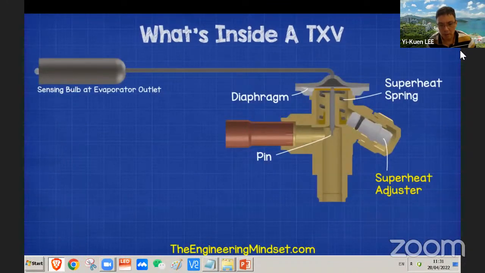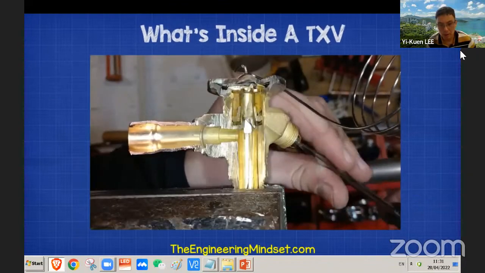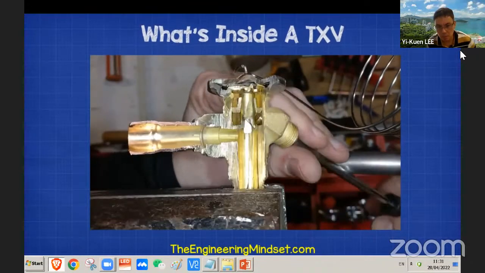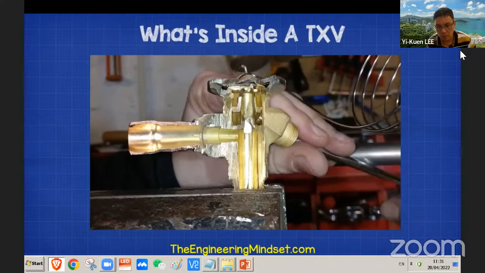We mentioned earlier about adjusting the superheat control. Well, this plug on the side is threaded internally, and if we rotate this, we can move the slider up or down depending on which way you rotate it.